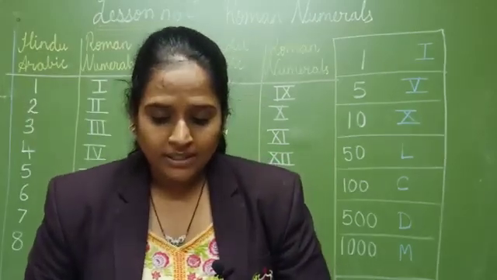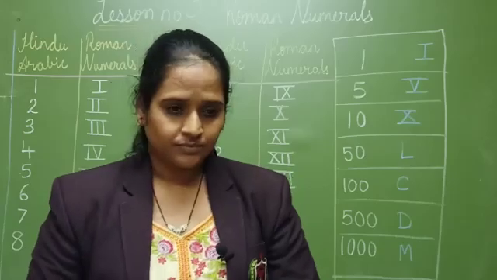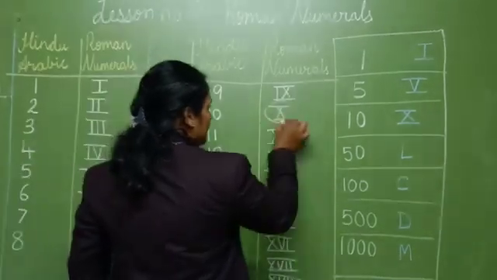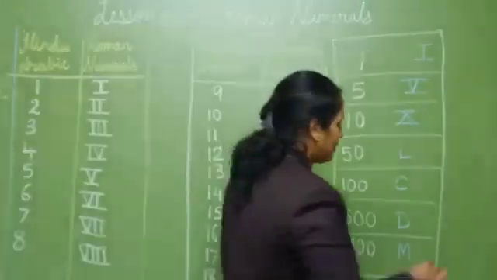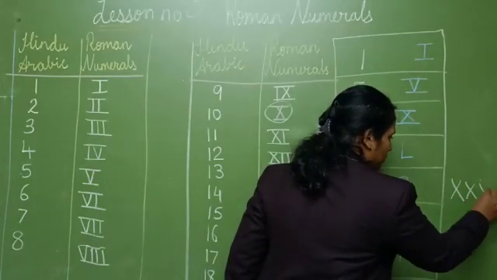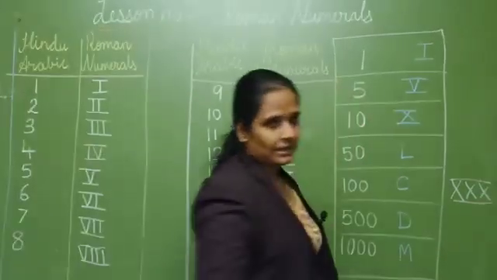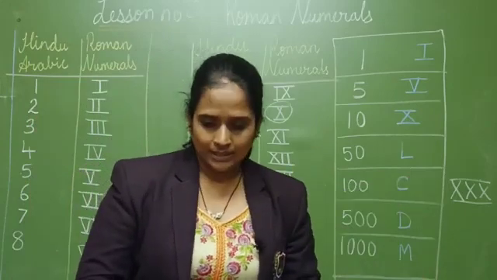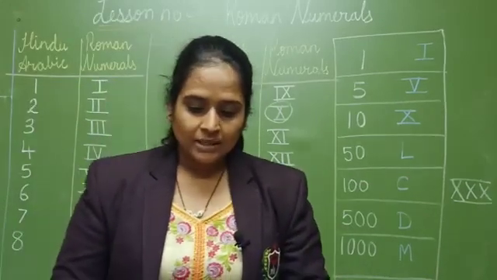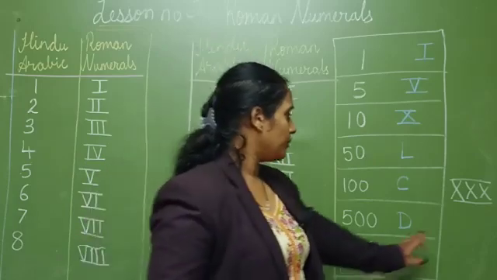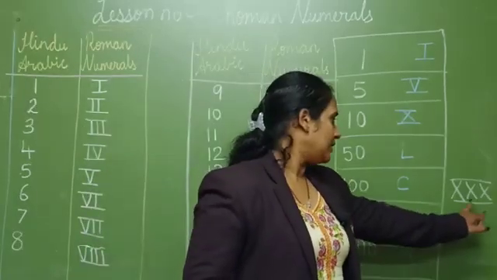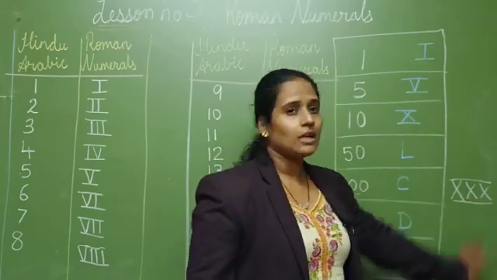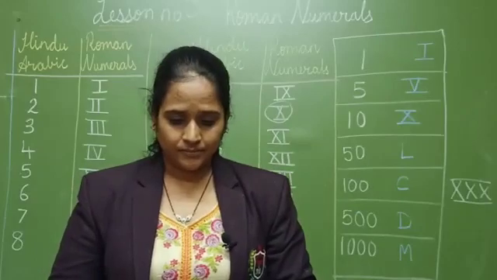X cannot be repeated more than 3 times. That means 10, we can't repeat more than 3 times, like 1, 2, 3. Up to 30 we can write, but we can't extend it more than 3 times. 40 can never be written in this form. For 40, you would say 10, 20, 30 and add more. So 40 we can't write; we can write only up to 3 X's, that means 30.